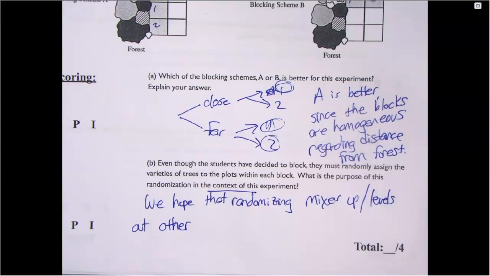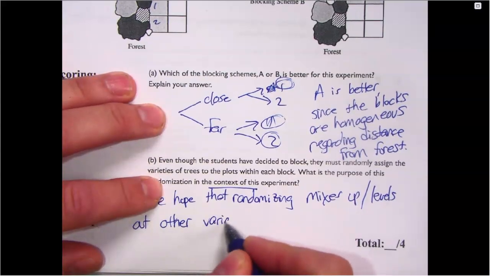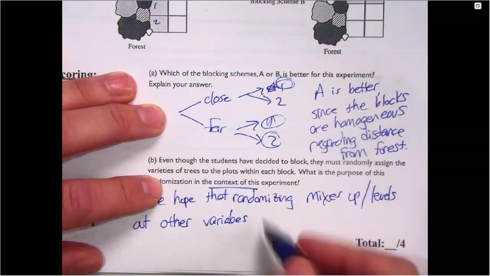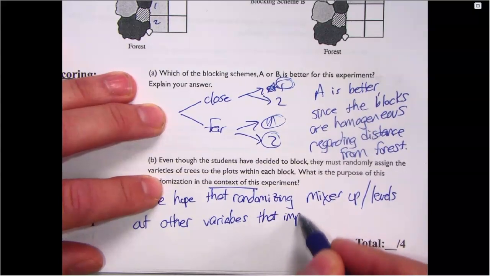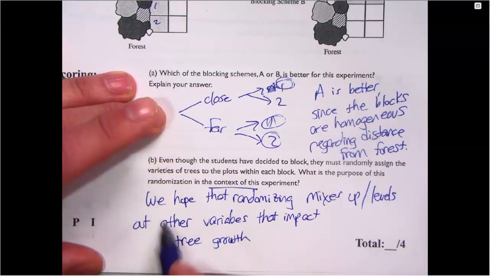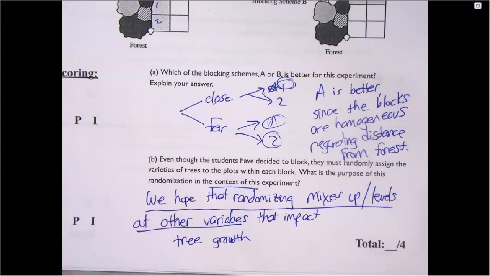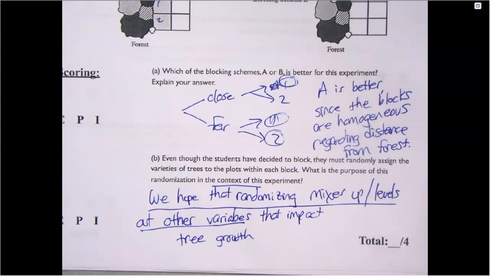So there's other variables that might influence how fast the tree grows, right? Like maybe the soil is different, maybe there's animals buried in this one. And by randomizing, we're just hoping that the best we can, those get evened out into two groups. So we hope that randomizing mixes up, levels out other variables. I haven't talked about context yet, so I'm going to say that impacts tree growth. So that's the idea. We hope that randomizing just like evenly distributes things, and then I'm just putting the context of this problem.